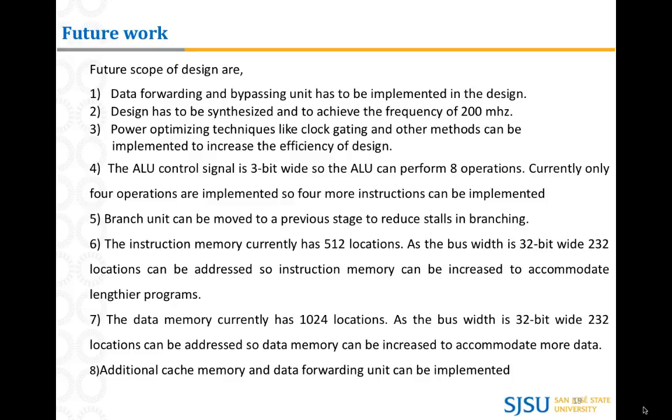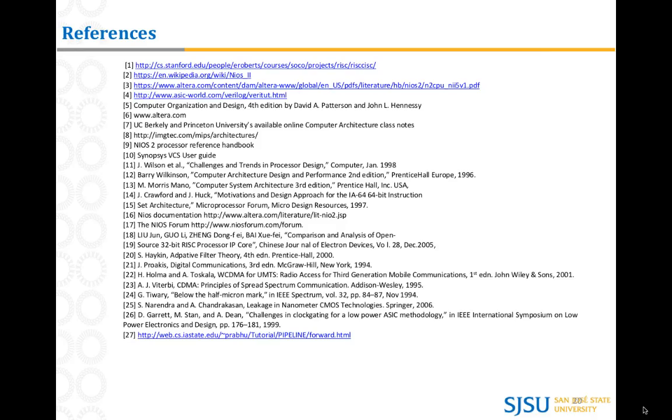The branch unit can be moved to a previous stage to reduce stalls in branching. The instruction memory currently has 512 locations. As the bus width is 32 bits wide, 2^32 locations can be addressed, so instruction memory can be increased to accommodate lengthier programs. The data memory currently has 1024 locations. As the bus width is 32 bits wide, 2^32 locations can be addressed, so data memory can be increased to accommodate more data. Additional cache memory and a data forwarding unit can be implemented.